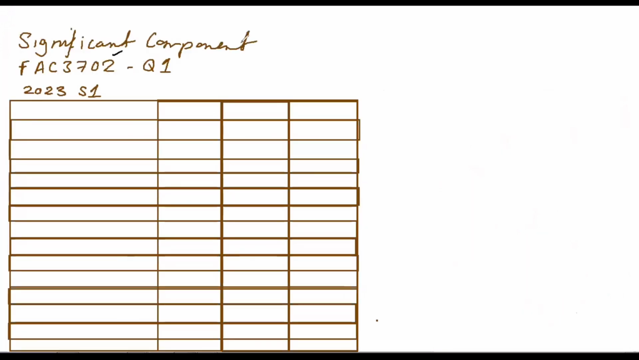So our main topic is significant component. I usually like to present it using this table. Here I'll write the server. Then here I'll write component. You can write whatever you want. Then I'll write total.